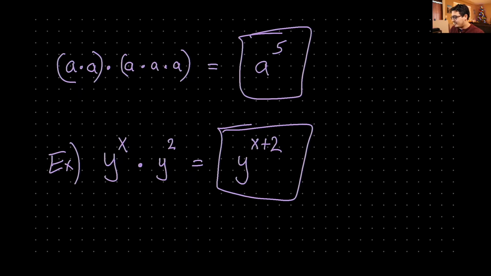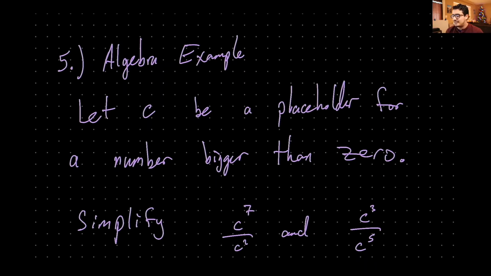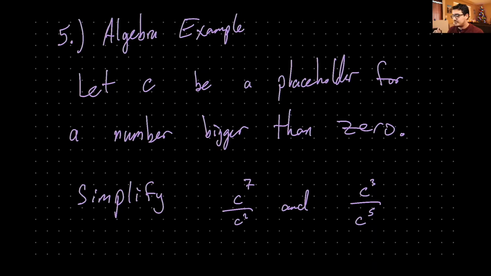So let's go ahead now and get into the big example. Let c be a placeholder for a number bigger than 0, so a positive number. Simplify these two expressions: c to the 7th power divided by c squared, and c cubed divided by c to the 5th power.